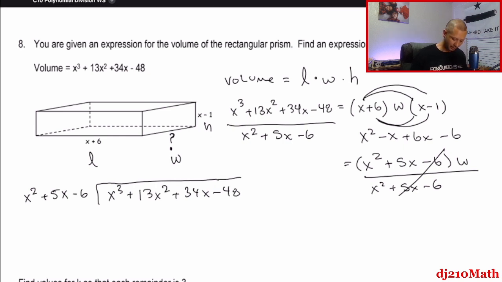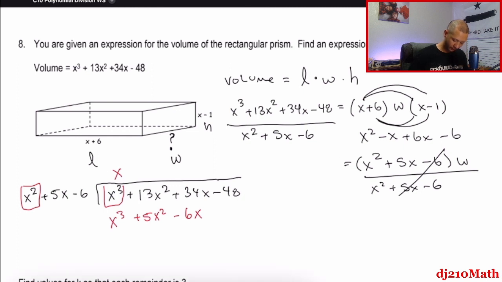Looking at just the leading terms, x squared to x cubed. X squared times what gives me x cubed? That's easy. X. Okay, we multiply it through. This is going to be x cubed plus 5x squared minus 6x.